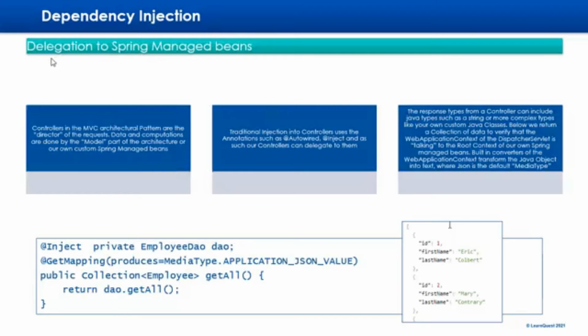And what happens here is that when this REST controller get mapping mapped method is executed, get all, it delegates down to the model, the DAO, and executes the method get all. This will return a collection of, I guess, employee objects. Now I can't send employee objects back through HTTP. I have to convert them through the web application's context helpers into text.